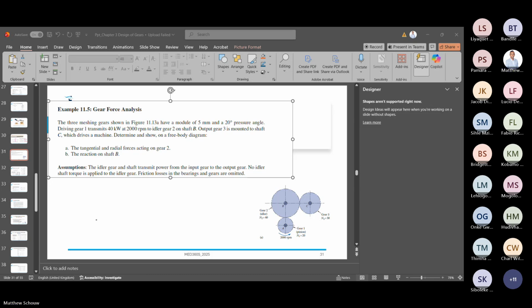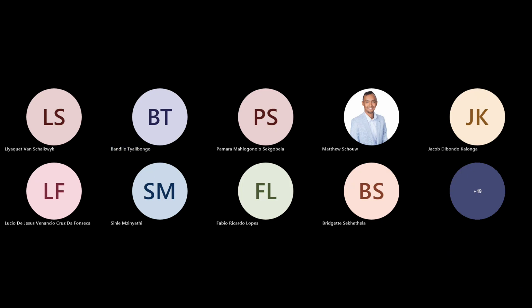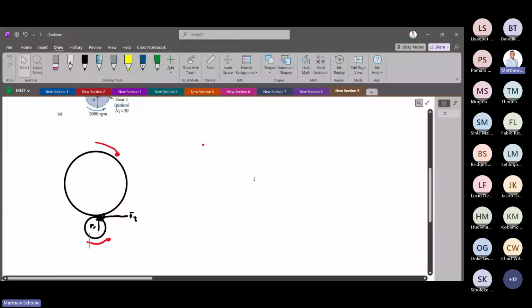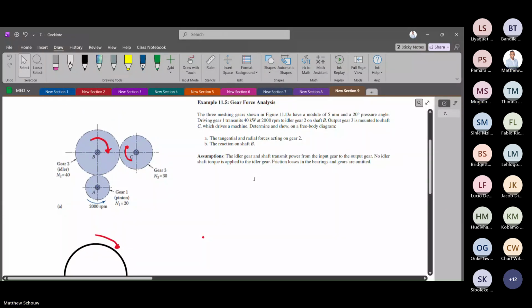Sorry, sir, I'm not sure if I'm the only one here who cannot see what you're actually drawing. You've got to refresh, leave and come back. If that's the case, I'm assuming that everyone else can see. No, I also can't see. Okay, can you guys see it now? Thanks for that. Yes, sir.